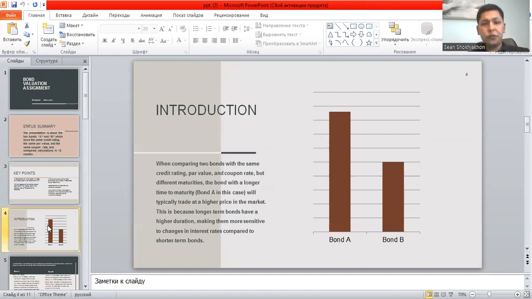So let's start with the introduction. When comparing two bonds with the same credit rating, par value, and coupon rate, but different maturities, the bond with a longer time to maturity, bond A in this case, will typically trade at a higher price in the market. This is because long-term bonds have a higher duration, making them more sensitive to changes in interest rates compared to shorter-term bonds.